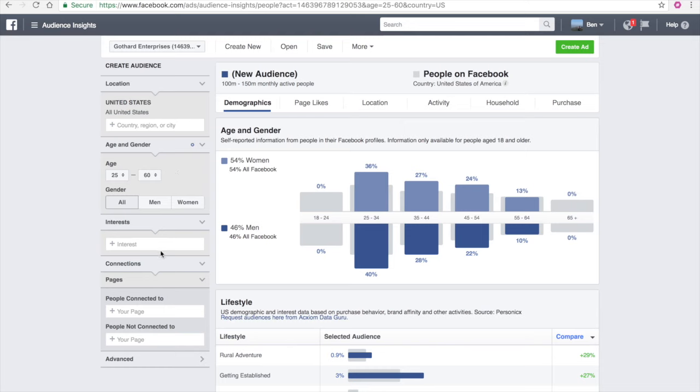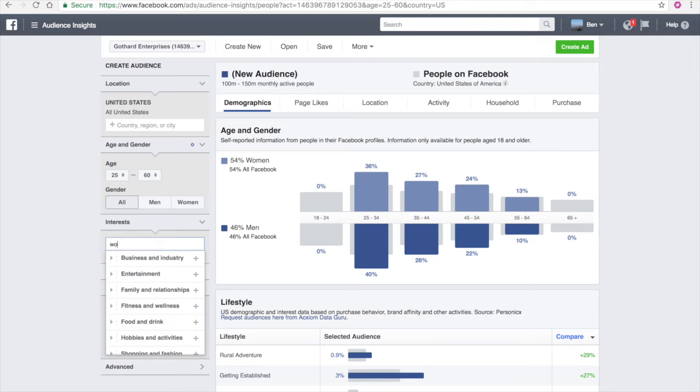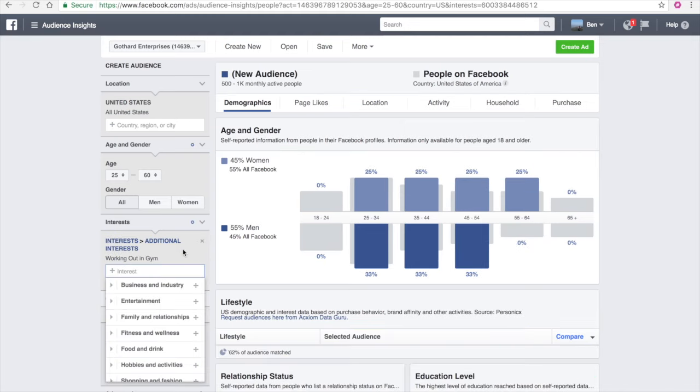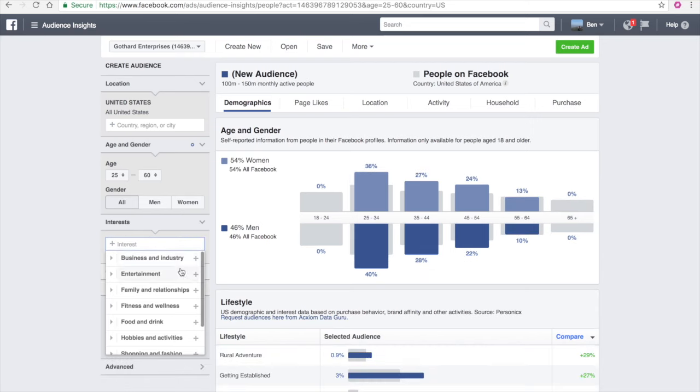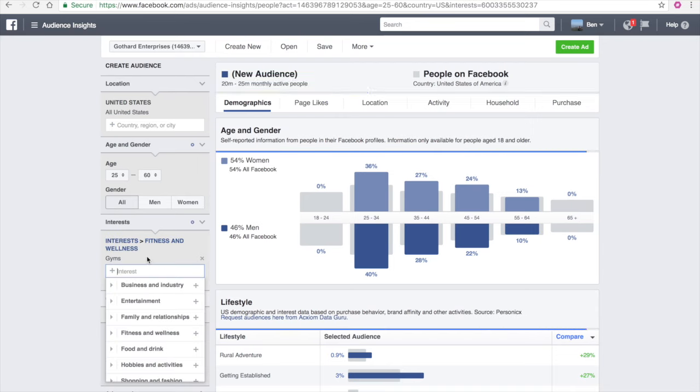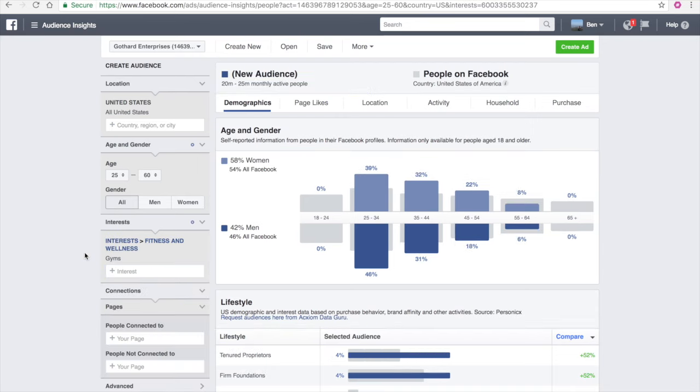So now we're going to type in a few interests. So I would say working out in the gym. Okay, that's a good interest. Now we see that when we plug in this interest, there's only 500 to 1,000 monthly active people. So this interest is probably not the main interest. So let's try a new one. Let's try gym. Okay, gyms. Great. So it's in fitness and wellness and gym.